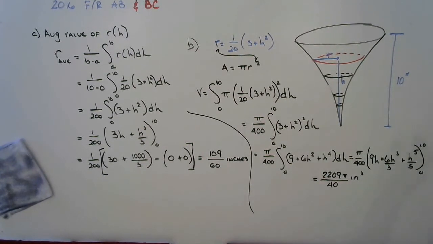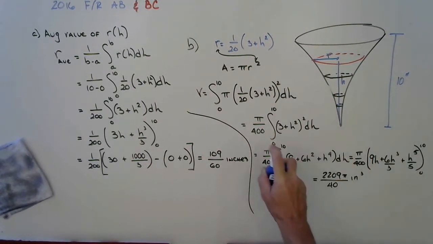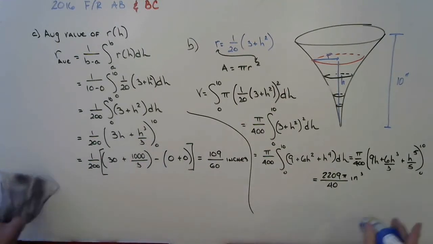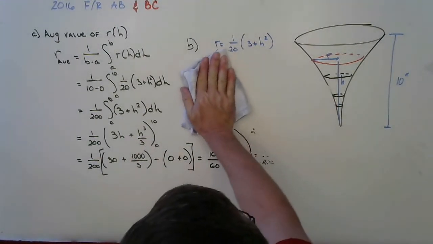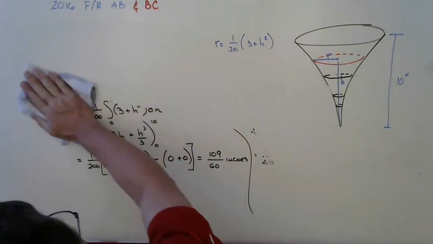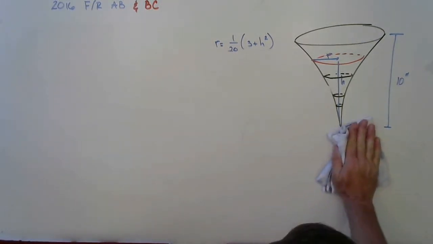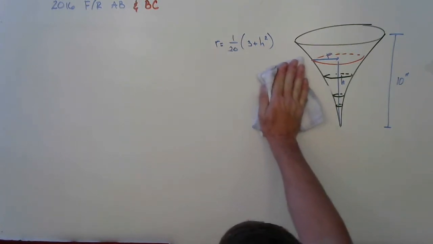So what do they want us to do in part C? Well, let me erase some of this. We'll go ahead and leave our picture of our cone up here just in case we need that. We don't need the average value of the function, so get rid of all of this.